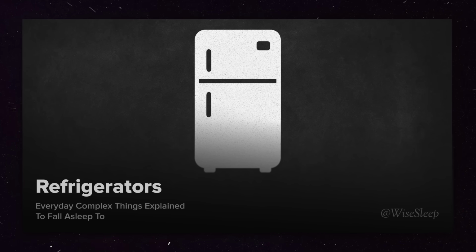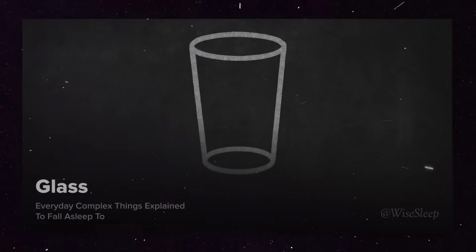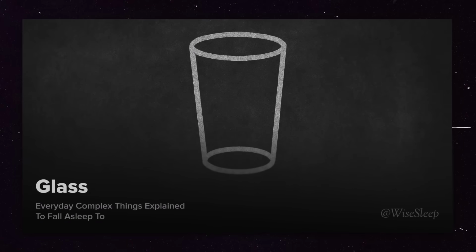Most refrigerators also have a freezer compartment that operates on the same principle, but at a lower temperature, allowing you to preserve food for even longer periods. By using a closed loop of pressure and temperature changes, refrigerators create a cold, stable environment to safely store food and reduce spoilage. Glass. Glass is something you likely touch or look through every day.